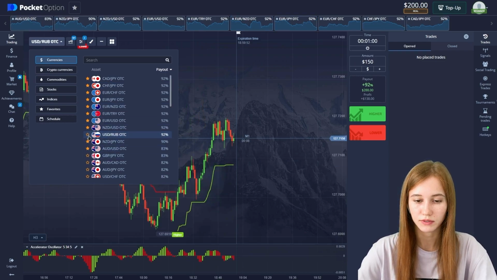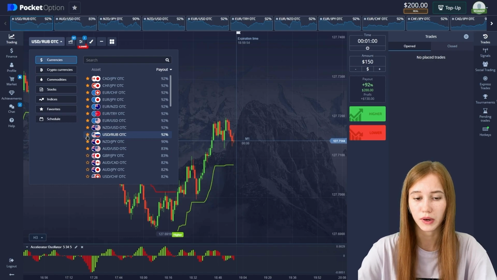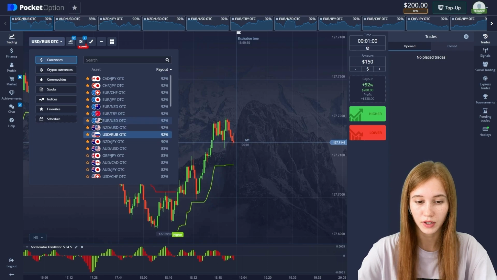Let's now choose several currency pairs and immediately switch to one. And let's choose more. So I think that's enough.